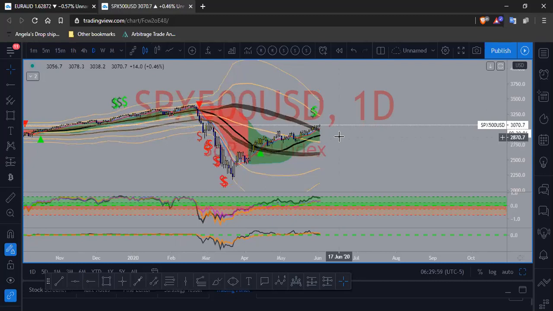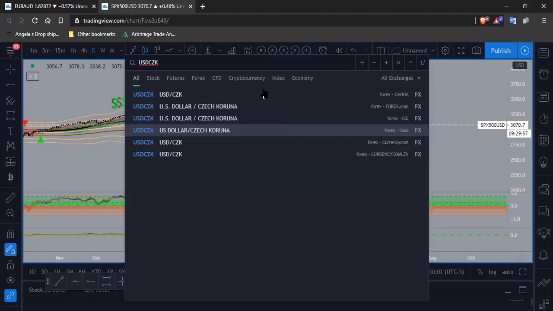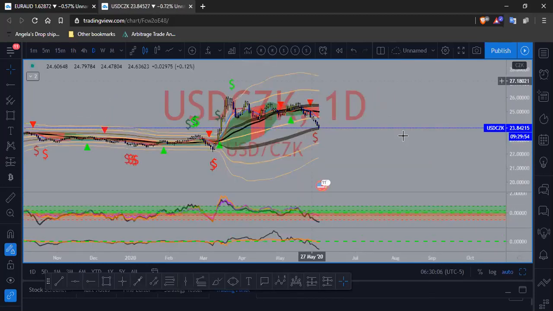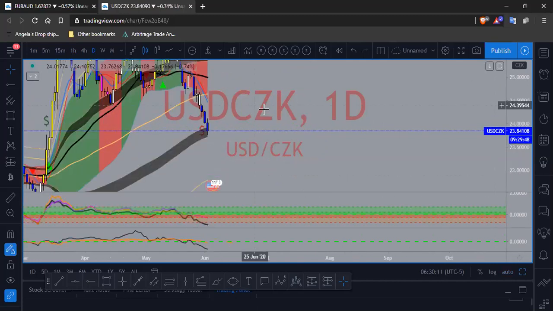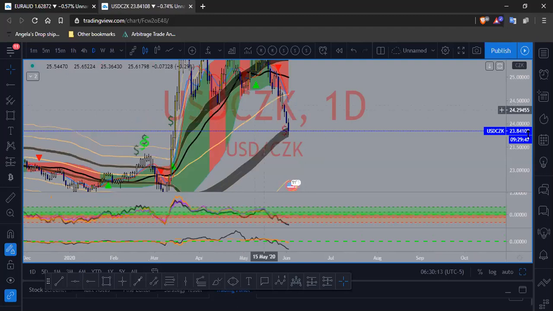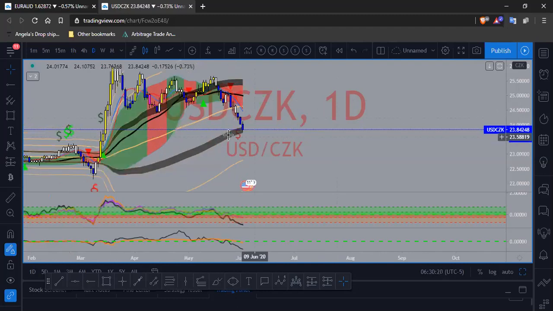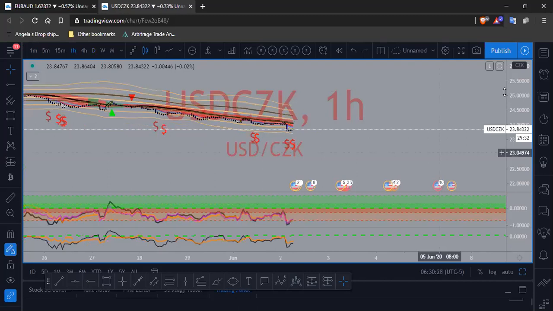Let's go to USD. Like I said, I don't trade this pair, but we'll go ahead and look at it. On the daily time frame, USD Corona, I think this is the Czech Republic currency. I forgot what it was actually, but it's been selling on the daily time frame, just like how the other pairs have been selling. And on the 1 hour time frame, we can see that it's oversold.